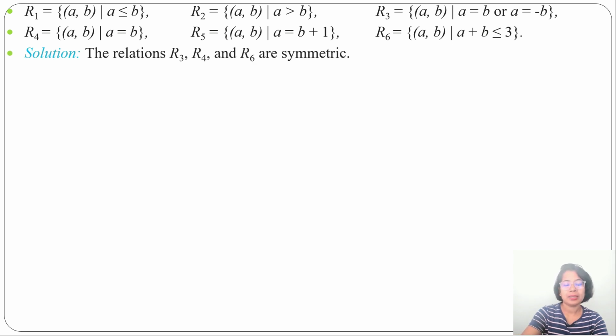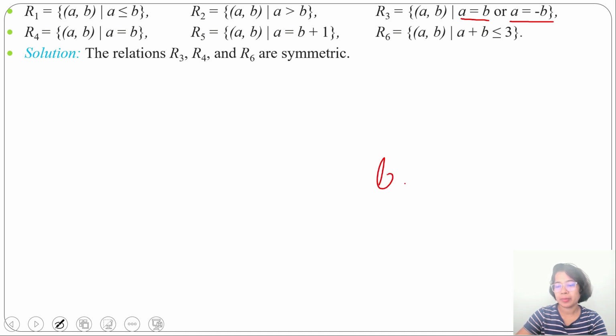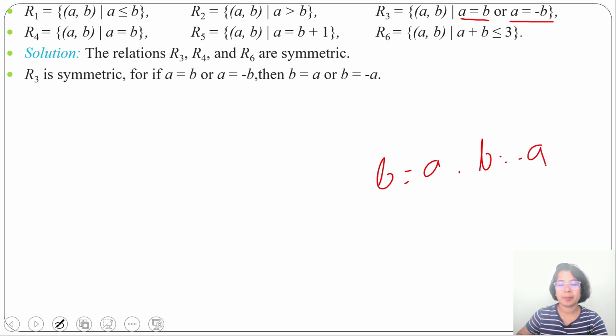Now R3, R4 and R6 are symmetric. In R3, A equals B or A equals minus B. So B can be equal to A or B can be equal to minus A. So there can be ordered pairs (A,B), (B,A) such that A equals B or A equals minus B. So R3 is symmetric. Next R4, A equals B. So B can be equal to A, that's why it is symmetric.